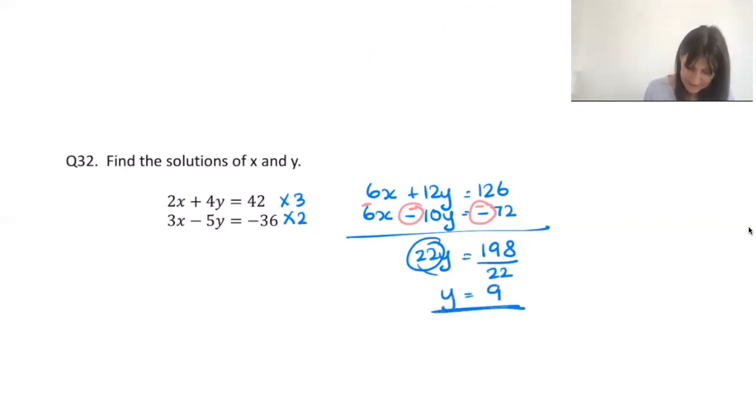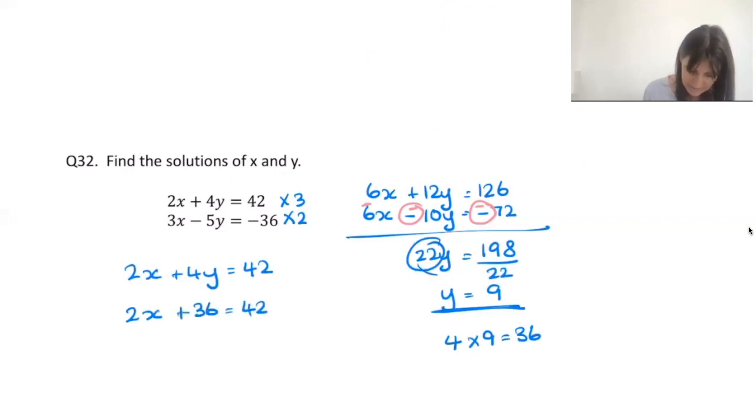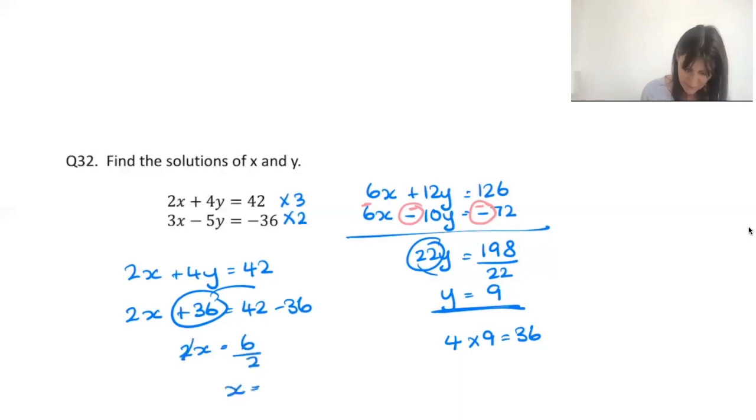Then you've got to pick one. I'm going to choose 2x plus 4y, which is equal to 42. And my y is 9, so 4 9s are 36. I don't need to worry about any negatives because there aren't any, so I can go straight in and then start to get x on its own. 42 take 36 is 6. Divide through by the 2, and you've got x is equal to 3.